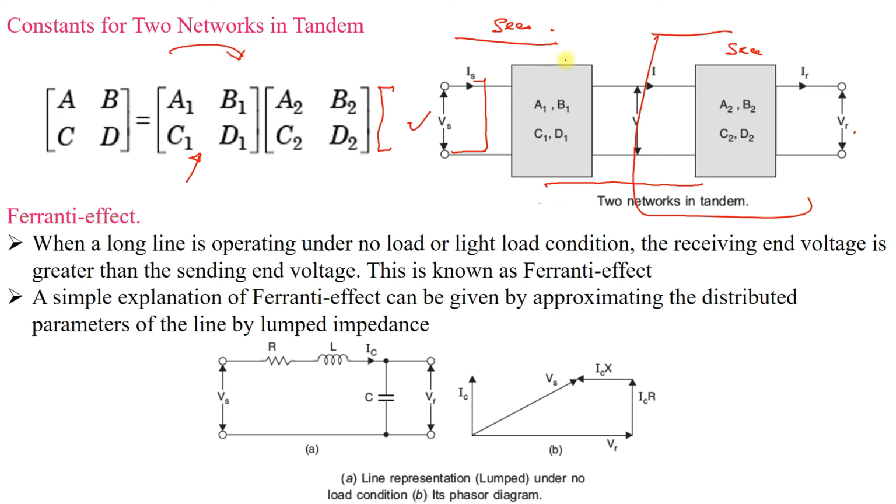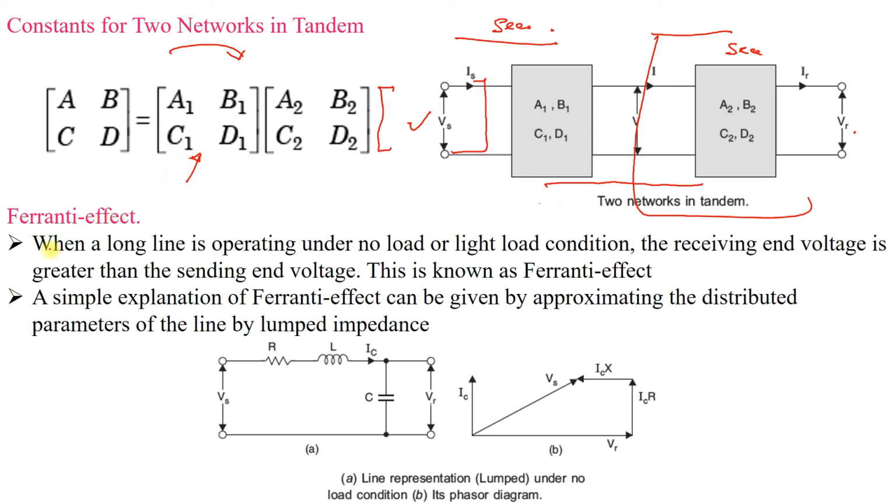If you have two individual networks or two individual transmission lines whose ABCD parameters are known, then if they are connected in cascade or in tandem, you can get the equivalent ABCD parameters of the combined network by simply multiplying the matrices.